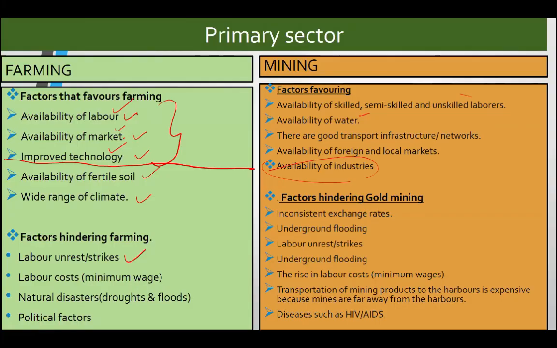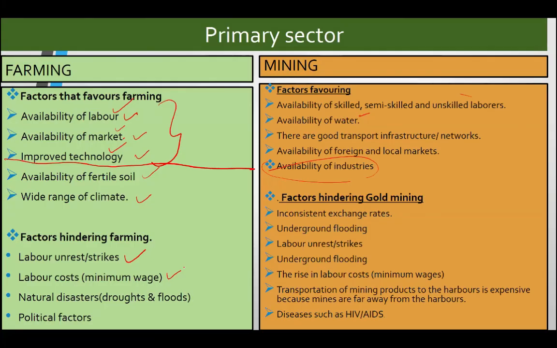So you can also use it here. Also in mining, if there are strikes, there's no production. So you can use it there. Labor cost, which is minimum wage, is going to hinder farming. But you can also use the very same factor here.